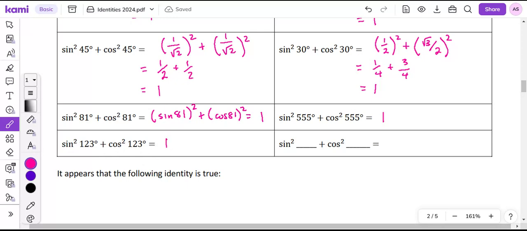I think at this point it's a little bit overkill. You're going to get 1. You can pick your favorite number, and you are going to get 1.